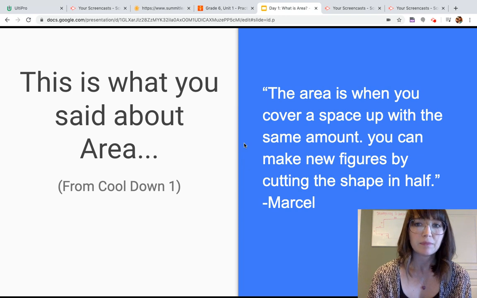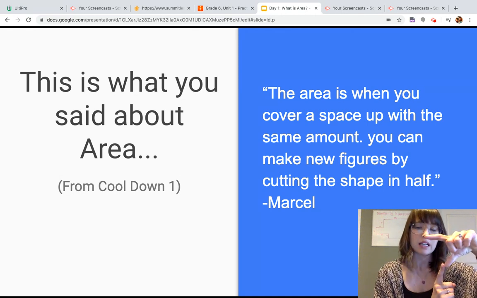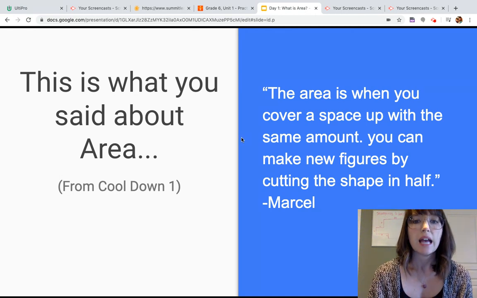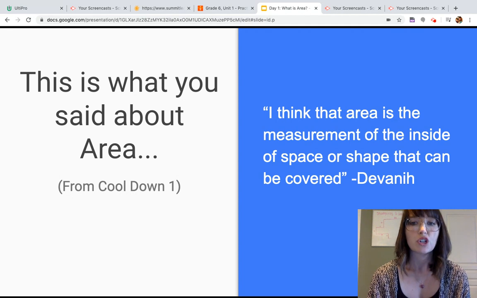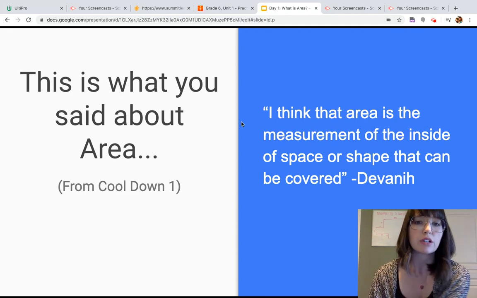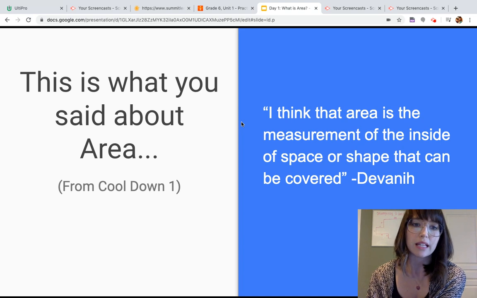And Marcel, he jumped in and said the area is when you cover a space up with the same amount, you can make new figures by cutting that shape in half. So he referenced when we had that square and we cut it in half diagonally, we get a triangle. And so he knew that area is something you can calculate by how much of the space you're going to choose to look at. Devaney also jumped in. It's my final one. She said that I think area is the measurement of the inside of space or shape that can be covered, right? So really great ideas from all of you. Thank you for getting those cool downs in.